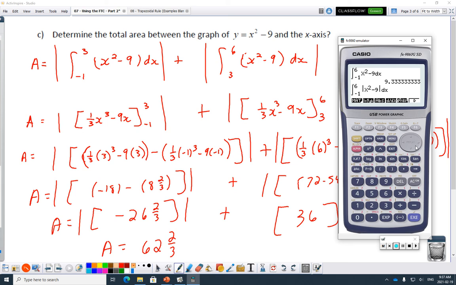There we go. X squared minus 9 dx. When you press equals, watch what happens. All right, so press equals. Mine immediately came up with the answer. Does yours sit there for a minute?